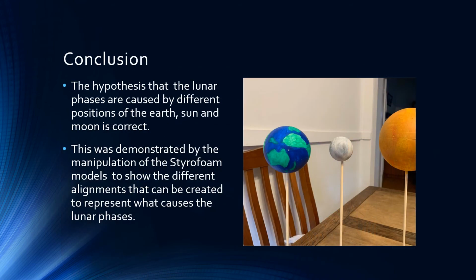To conclude this investigation, the hypothesis for this experiment was that the lunar phases are caused by different positions of the Earth, Sun, and Moon, which is correct and was demonstrated by the manipulation of the styrofoam balls to show the positions for the different alignments.